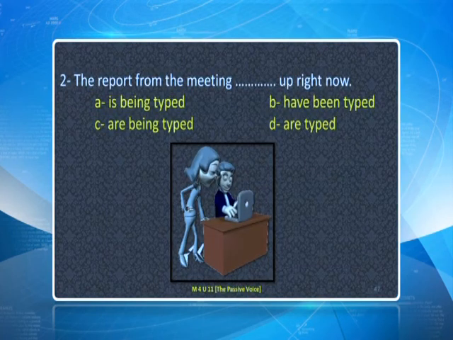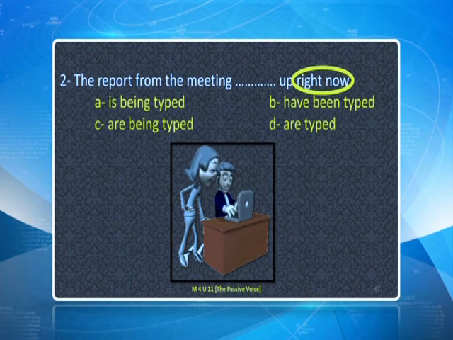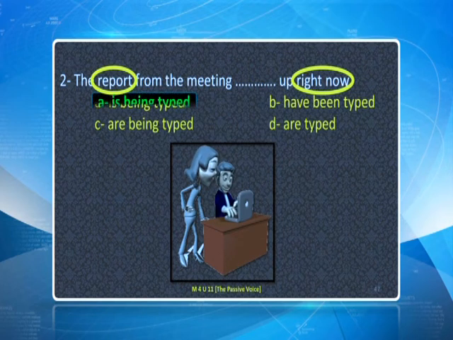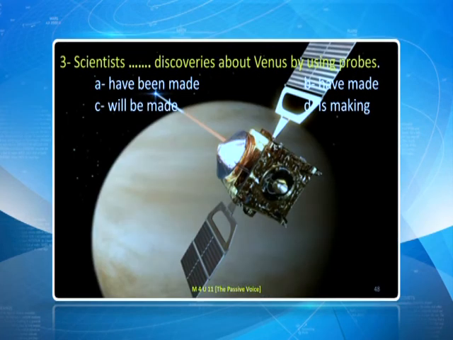Number 2, the report from the meeting up right now. You have to choose one among these choices. The helping word is right now, so we are dealing with the present continuous. We have to forget about have been typed and are typed and concentrate on is being typed and are being typed. And since here we have a singular subject, our choice is is being typed, and we have to forget about are, which goes with plural subjects.